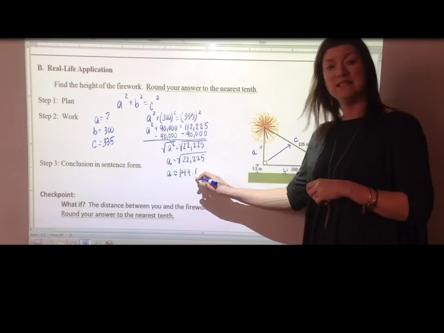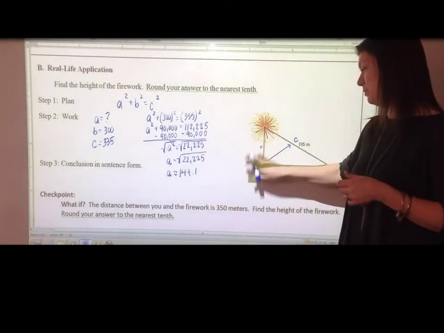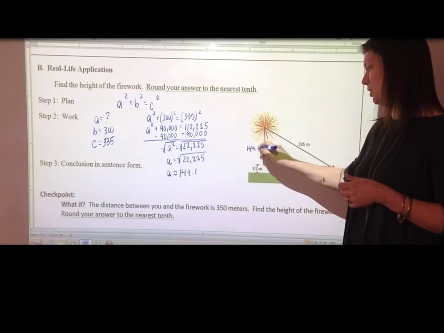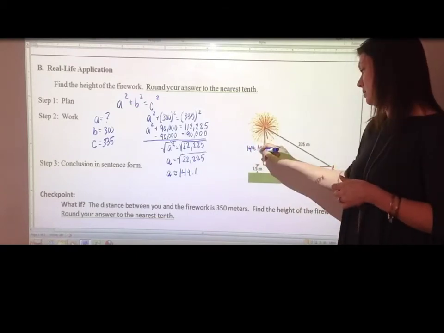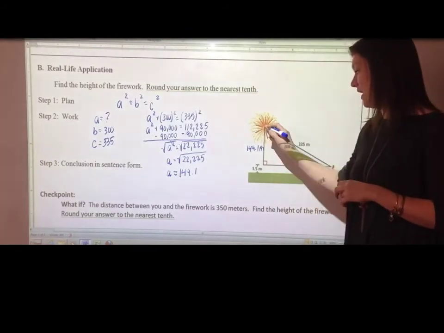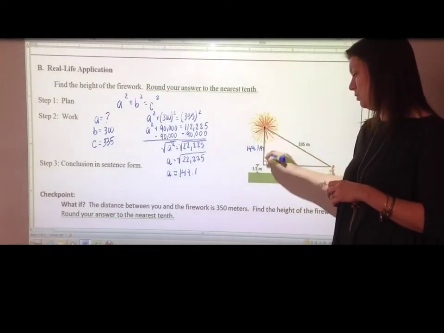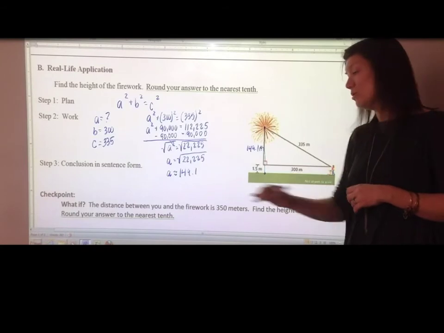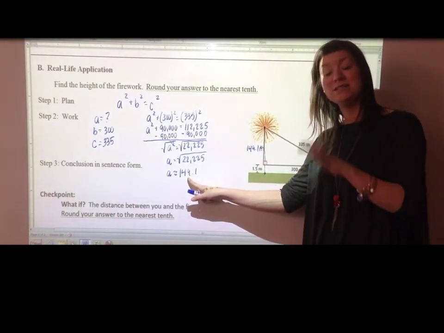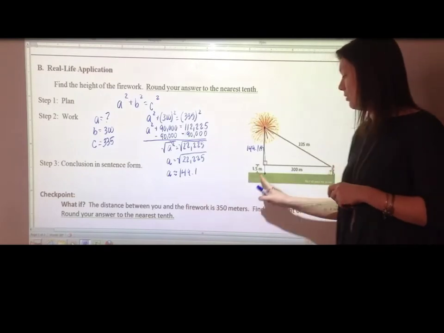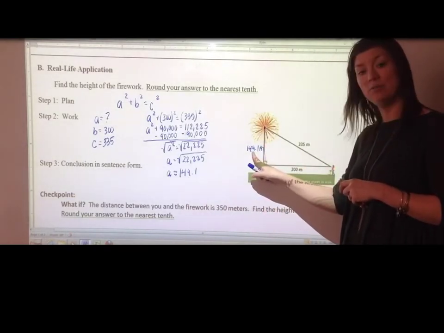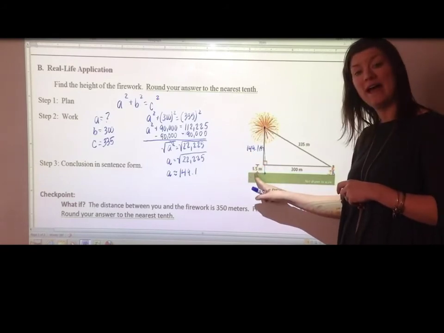So, is this my final answer? Well, let me label my picture. I just found out that X is 149.1 meters, and they want to know what the height of the firework is. Now remember, the firework is from the center point to the ground. So in this case, what I solve for is a piece of the puzzle. It's not the final answer. So I have to take the full distance, which is made up of the 149.1 meters and the 1.5 meters.